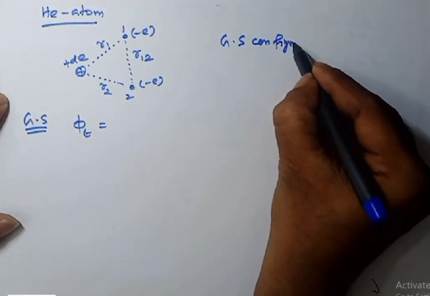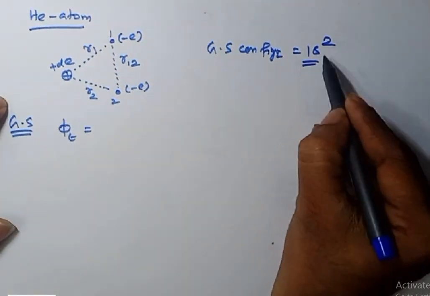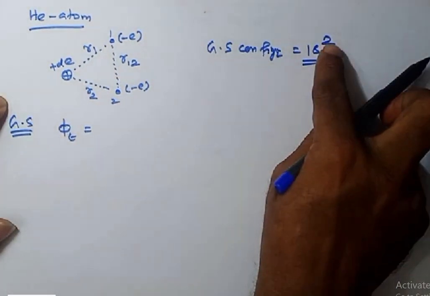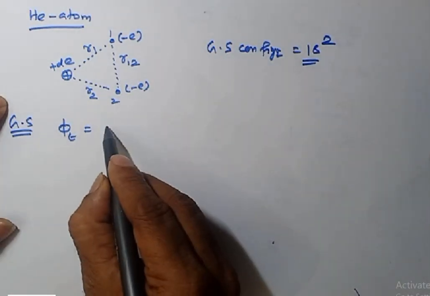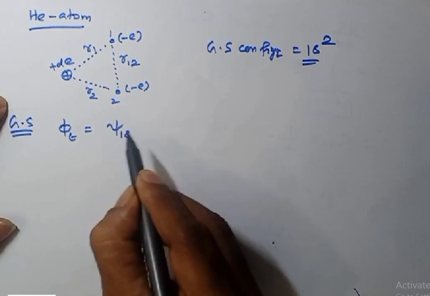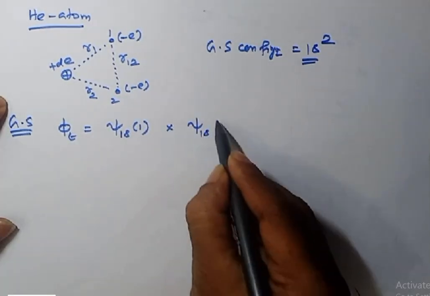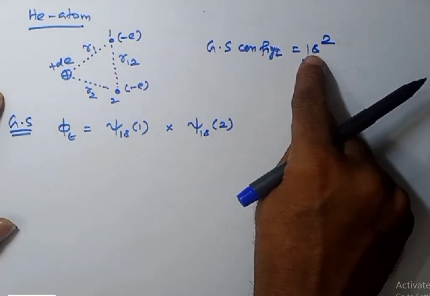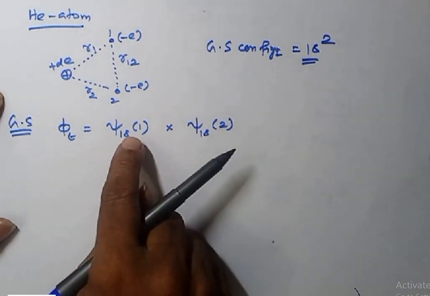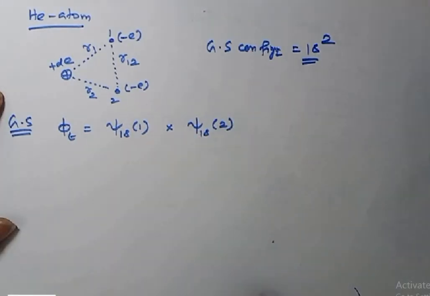The configuration is 1s2, right? So both the electrons are present in the 1s orbital. So what I am going to do, listen, I will take the 1s orbital wave function for electron 1 and the 1s orbital wave function for electron 2 also, because both the electrons are present in the 1s orbital.